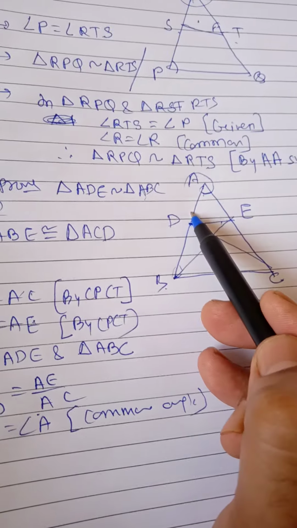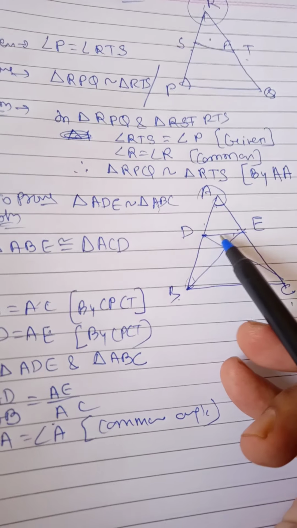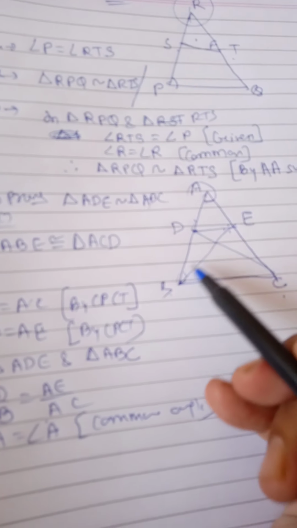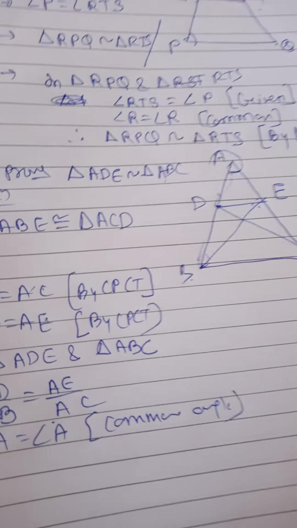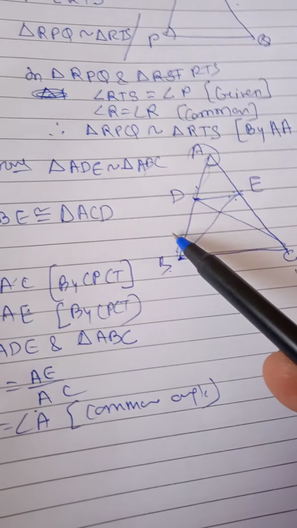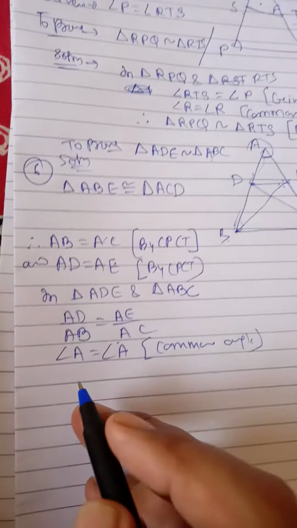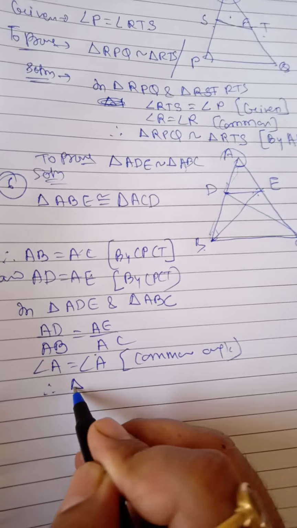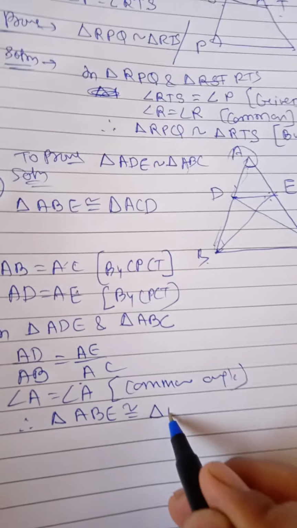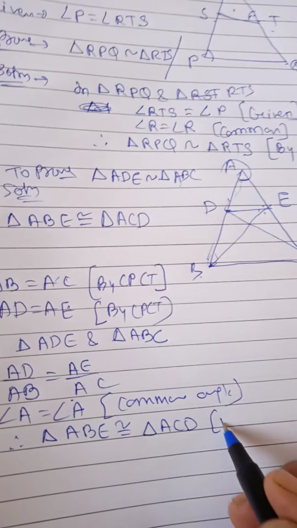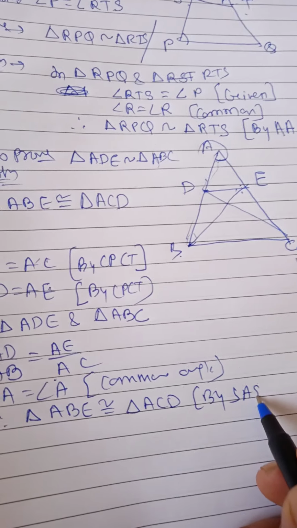So we got side, angle, side. If I am taking the smaller one and if I am going for the bigger one also, it is what? It is side, angle, side. So I will write here, therefore triangle ABE is congruent to triangle ACD by what criteria? By side, angle, side.